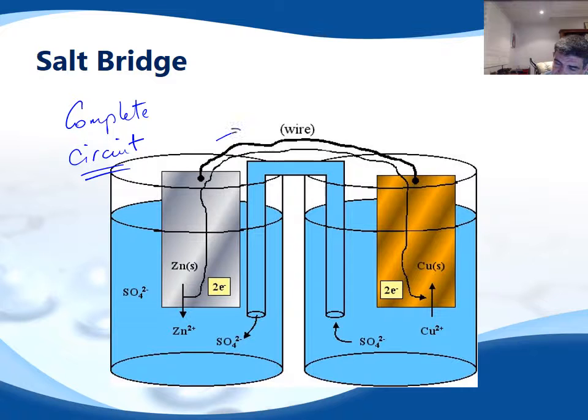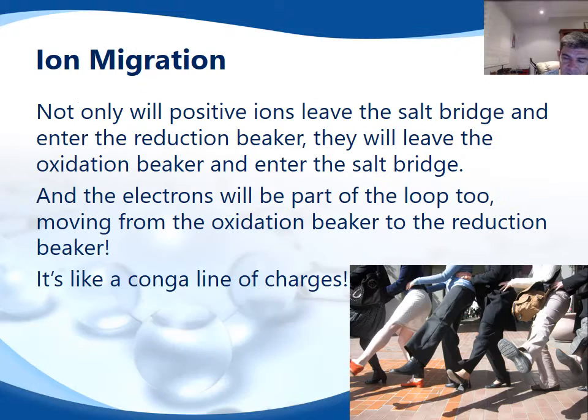So the electrons can now move through the wire from the oxidation half cell to the reduction half cell, and the negative ions, the anions here, will move through the salt bridge to try and equalize the charges on both sides. Not only will the positive ions leave the salt bridge and go into the reduction beaker, they will leave the oxidation beaker and go into the salt bridge. So we've got a couple of things that are happening here. It's kind of like a conga line of charges.